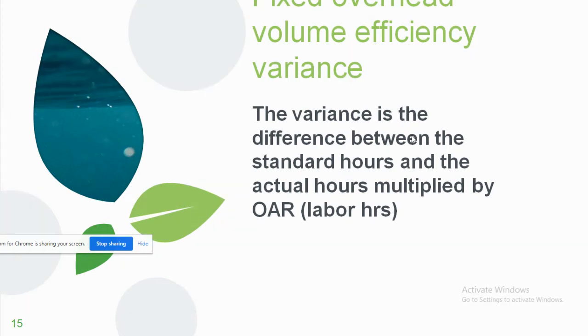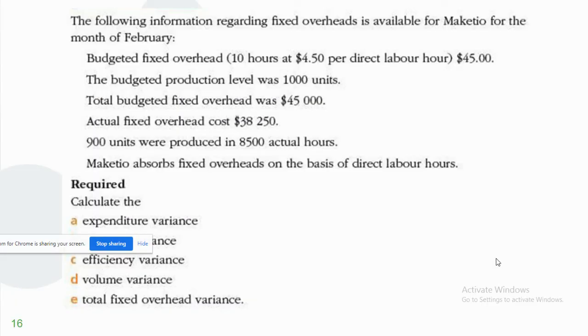We'll review that topic and upload the video in this channel, Accounts and Business Made Easy, very soon. But we are considering OAR in relation to labor hours as the activity level. So the variance is the difference between the standard hours and the actual hours, which we multiply by the OAR, the overhead absorption rate. So let's look at this example.